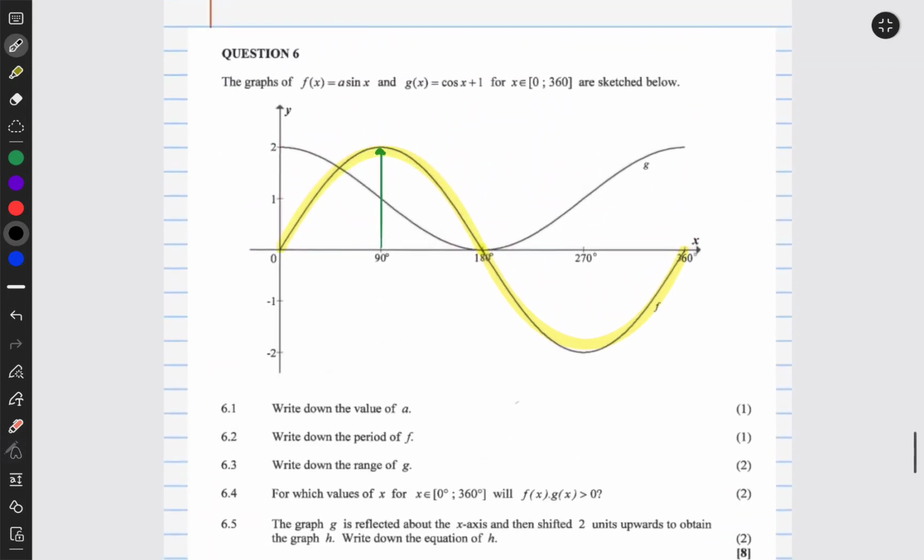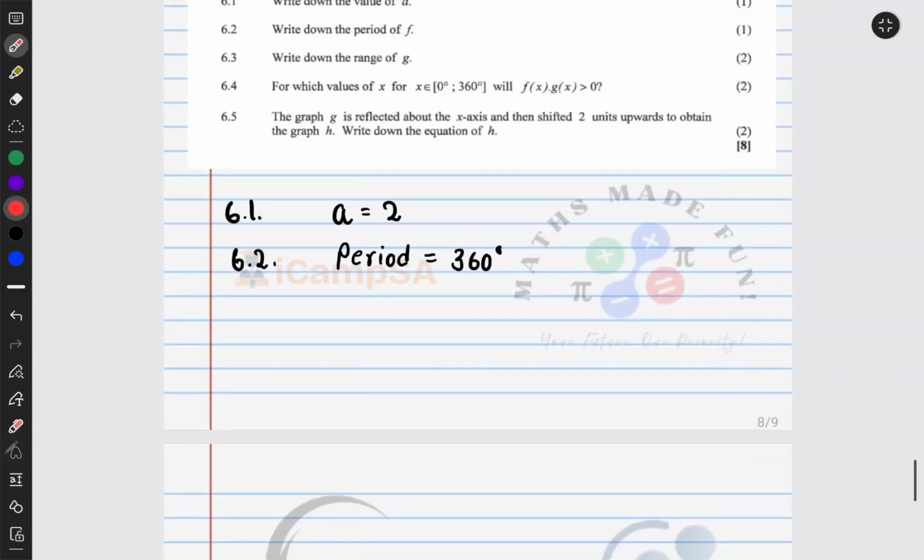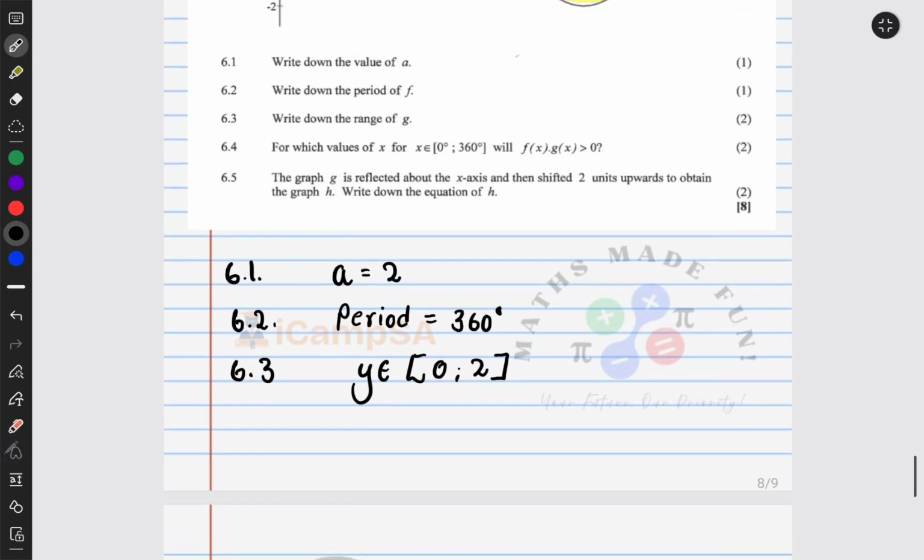And then write down the range of g. Let's come to the function of g. You see here the maximum point is 2 and the minimum point is 0. So the function of g exists between those two points, 0 and 2. Therefore the range of g for 6.3 is y is an element of [0; 2].